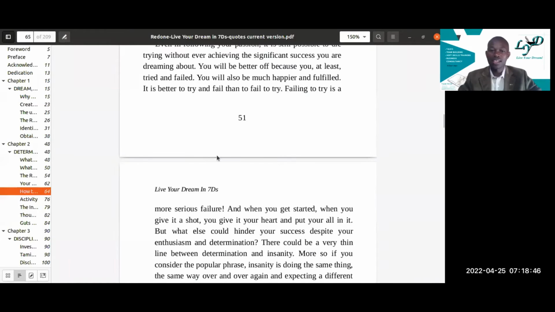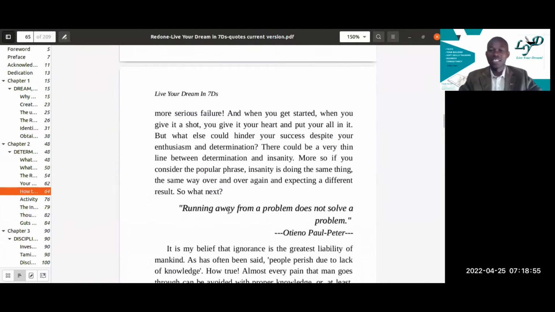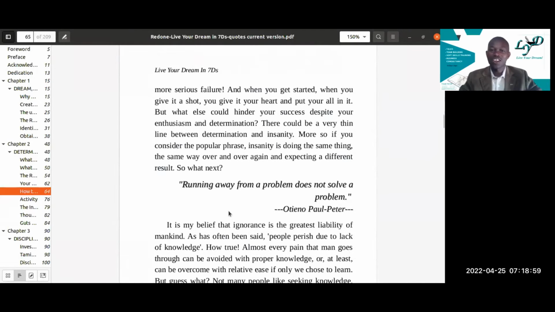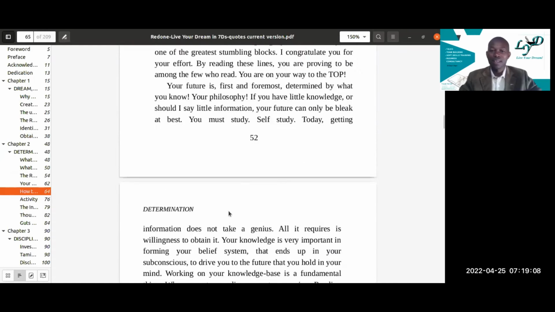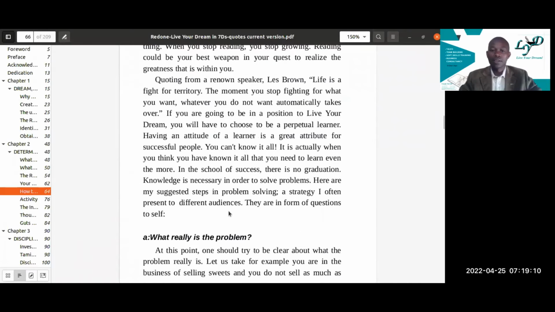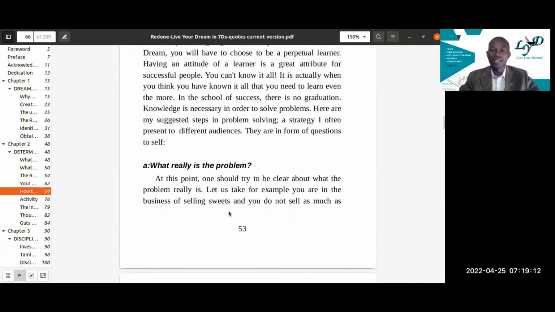Failing to try is more serious. Failure is a more serious failure. When you get started, when you give it a shot, you give it your heart, you put your all. Running away from a problem does not solve a problem. And we came all the way and we started discussing the various steps that we use to solve problems.